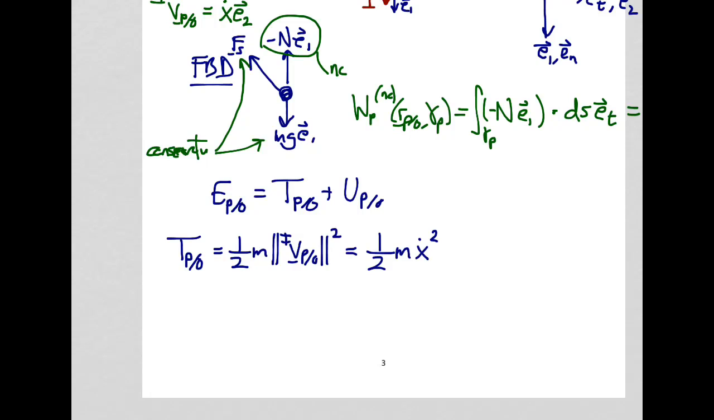Now our potential energy is actually due to two different forces. We have a conservative force of gravity, and we have our conservative force due to our spring. So we'll break this up into two parts, in which U of P with respect to O is going to be U of P with respect to O of mg, our gravity, plus our potential energy, P with respect to O, of our spring force, Fs.